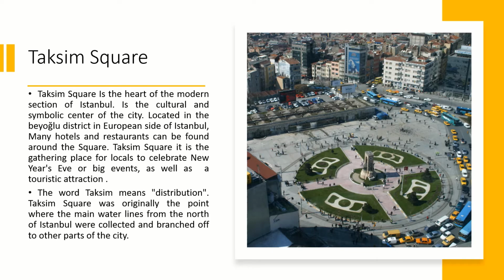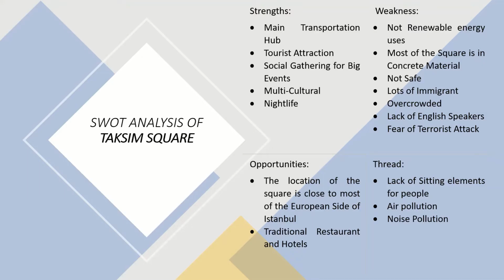The word Taksim means distribution. Taksim Square was originally the point where the main water lines from the north of Istanbul were collected and branched off to the other parts of the city. We see the SWOT analysis of Taksim Square.